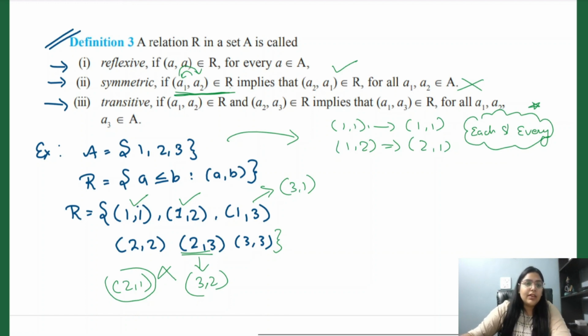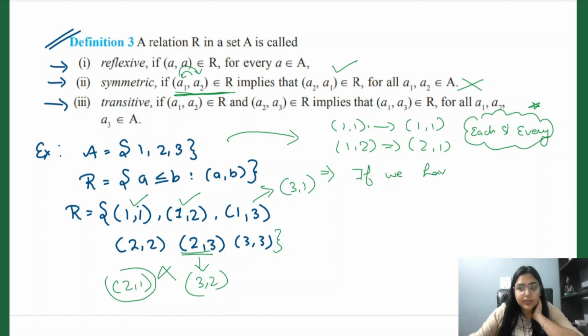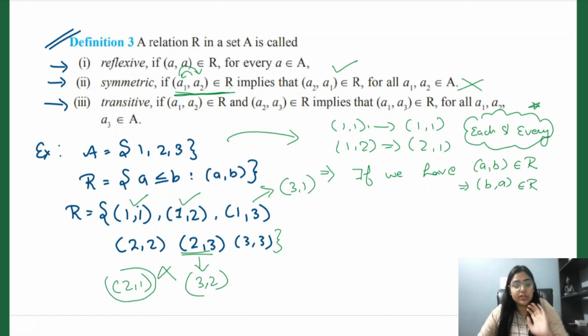Okay, so just to be sure, I am again expressing it. If we have a comma b belonging to the relation, it should imply that b comma a is also in the relation. So this is the definition of symmetric. Now I'll again clear the board.